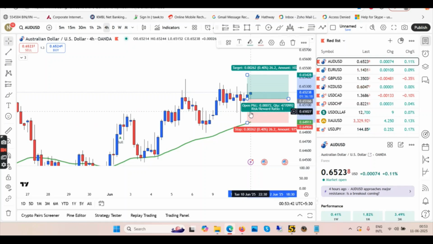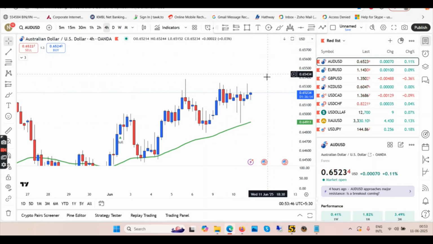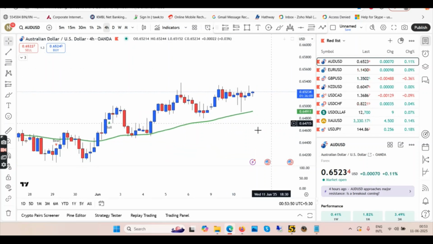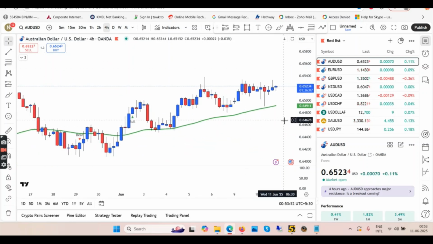You can take a stop loss, and then you have to wait maybe 2-3 days, maybe the whole week, for this trade to come in your favor. I personally don't trade AUD/USD because of slow movement. I prefer Euro, GBP, and other USD pairs. AUD/USD is a slow mover for me, and NZD/USD, personally, I'm not into this.